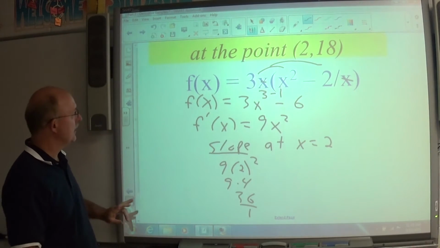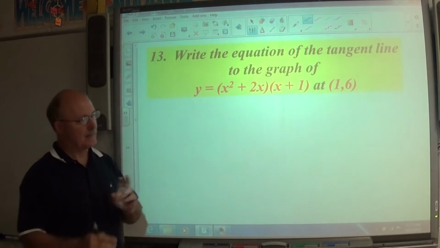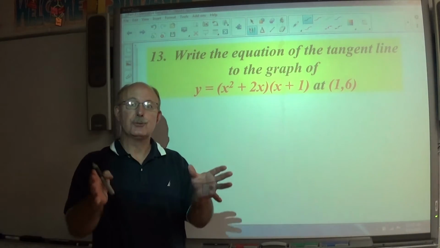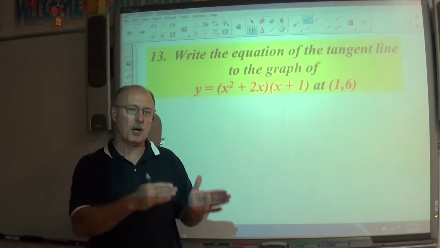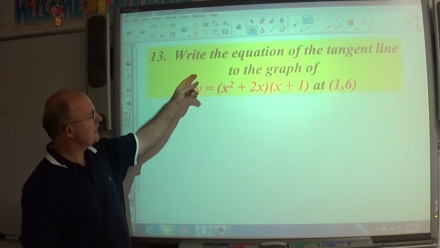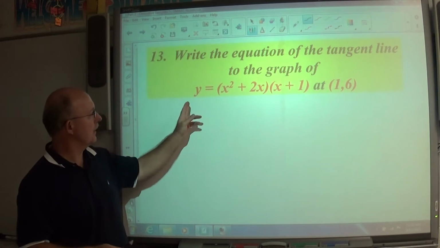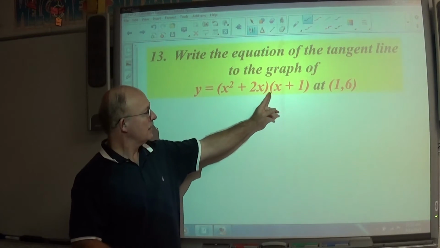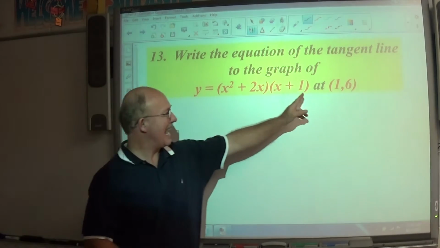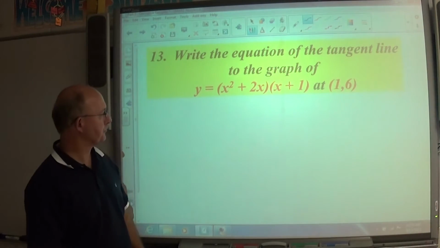This is another one. Let's take a look at this one right here. Now the last problem, we had to find the slope of our tangent line. Now this one goes a little bit further. So we're going to write the equation of the tangent line to the graph of y equals x squared plus 2x times the quantity x plus 1 at the point (1, 6).